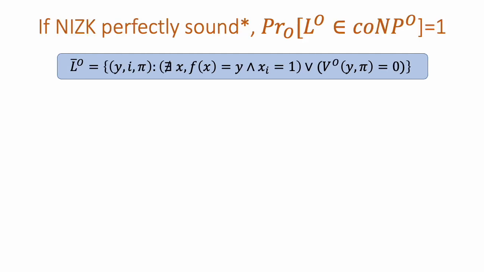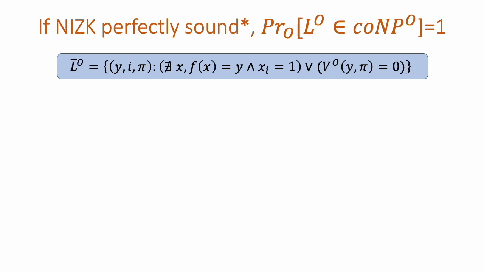Now let us look at our second containment result. Note that this is not an unconditional statement. Here we say that if our NIZK is perfectly sound, then with probability 1 over the choice of a random oracle, our language L belongs to coNP. Note that we have a slight asterisk beside perfectly sound because we do not quite achieve perfect soundness. What we achieve is soundness with probability 1 over the choice of random oracle. Now, by definition, if our language L belongs to coNP, it means that the complement language must have an NP decider.